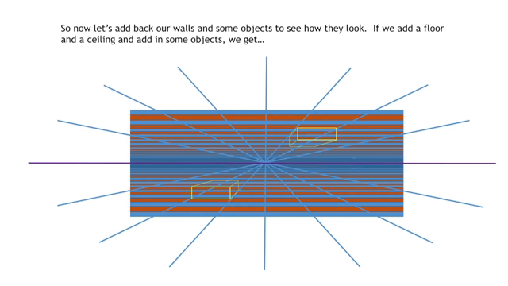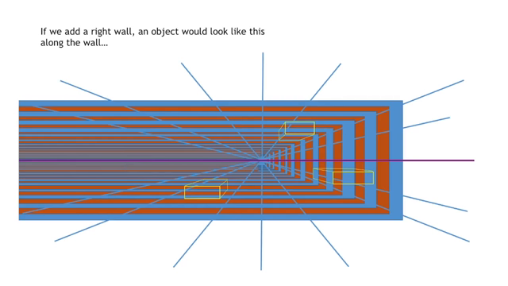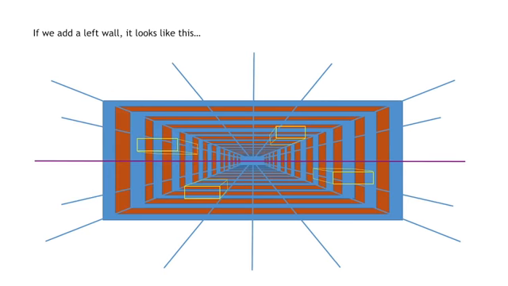So now let's add back our walls and some objects to see how they look. If we add a floor and a ceiling and we add in some objects, we get something that looks like this. If we add a right wall, an object would look like this along that wall. And if we add a left wall, it looks something like this.